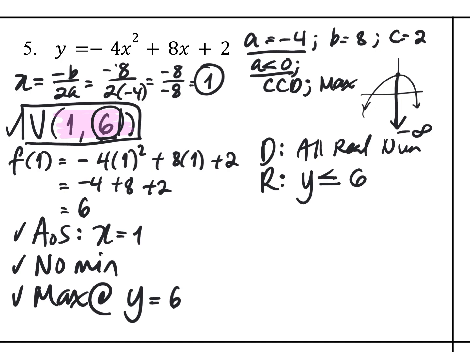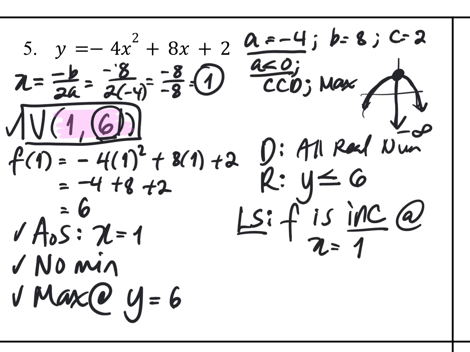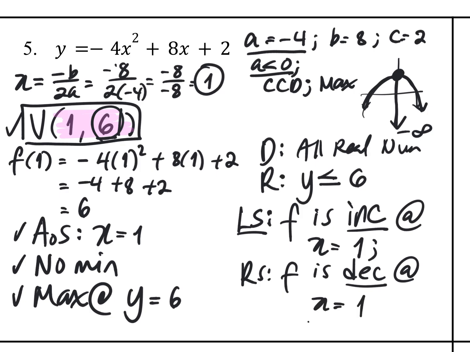Okay, now increasing. Let's look at the left side of your function. On the left side, the function is increasing, so it's going to be going up until it reaches its vertex, and then on the other side it's going to be going down. So it's increasing at x is equal to 1, and on the right side, the function is actually decreasing at x is equal to 1.